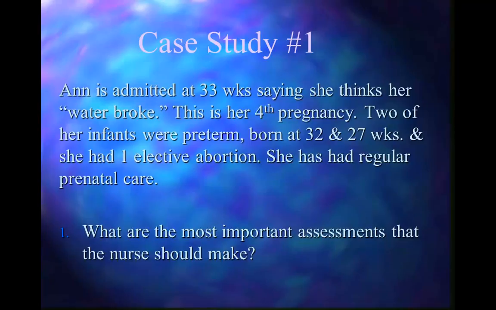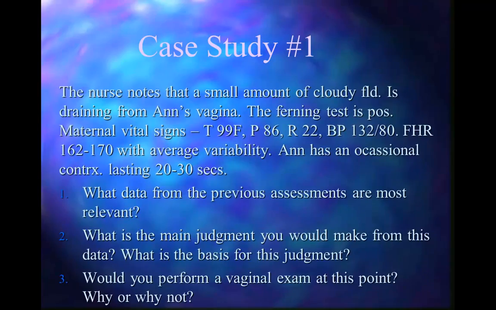So we'll look at this case study. We have a patient at 33 weeks saying she thinks her water broke. This is her 4th pregnancy, and 2 of her infants were preterm, and she had 1 elective abortion, and she has had regular prenatal care. So we're going to talk about what would be the most important assessments that you, the nurse, should make in this situation. And continue then to look at this data.